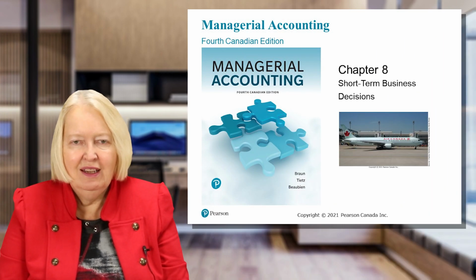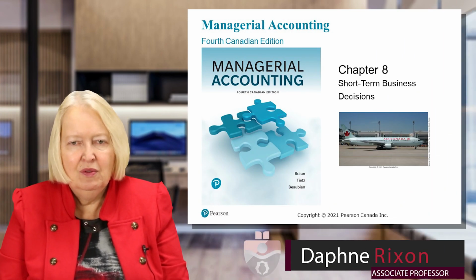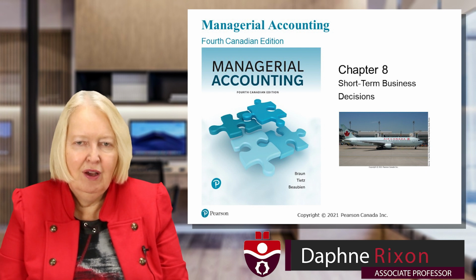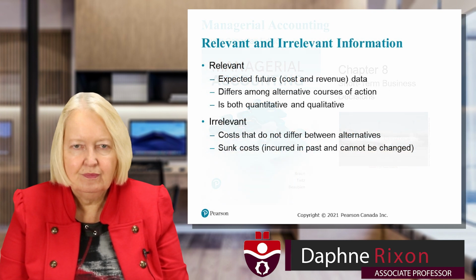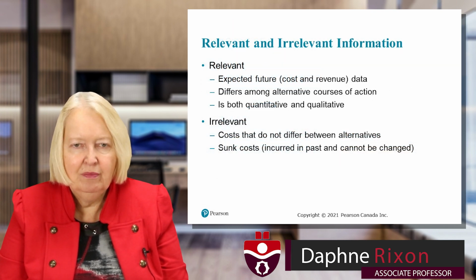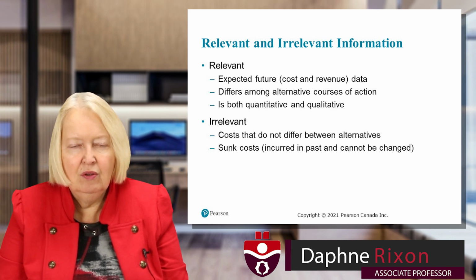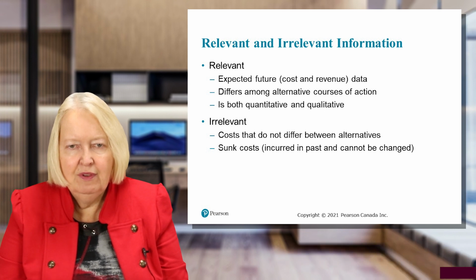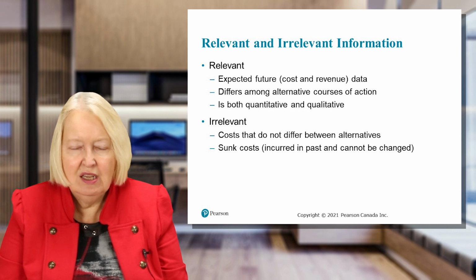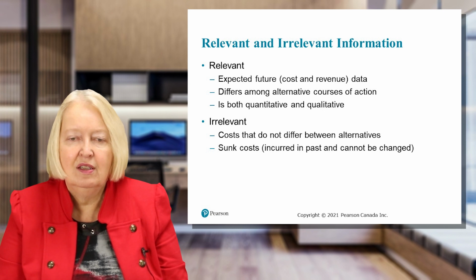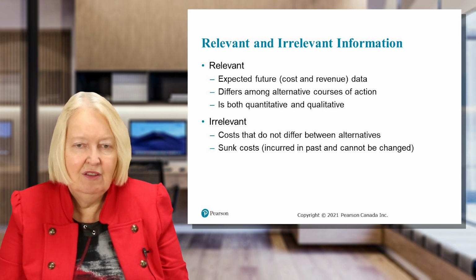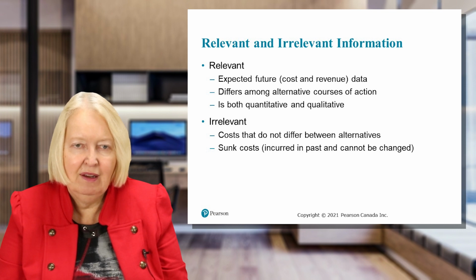Okay, so accounting 2242. So this is an overview of Chapter 8, which focuses on short-term business decisions. When you're looking at short-term business decisions, you only want to consider relevant costs. So you're only going to look at cost and revenue information that's changing. And any costs that don't change between two alternatives, you ignore it. And some costs, in other words, costs that have occurred in the past, again, if they can't change it, then that becomes irrelevant as well.